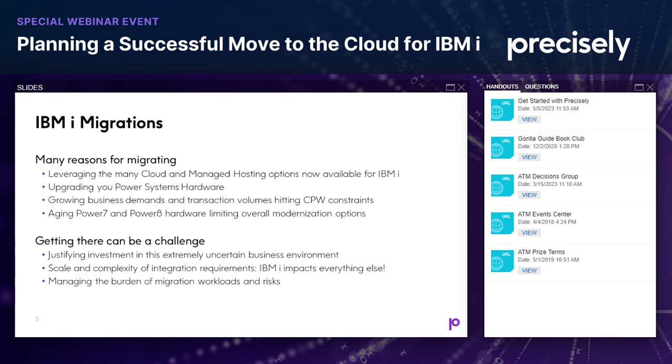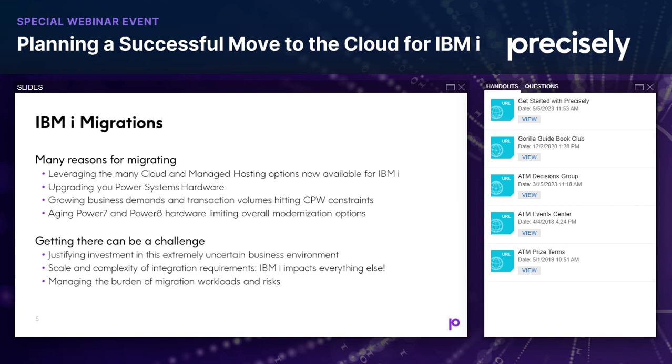A lot of people we're starting to see are taking advantage of cloud and also the managed hosting options that have become available for IBM i. And there's a selection of public and private clouds that are out there that can be used. A lot of times people cross this barrier from all on-prem to either a hybrid environment, where some is on-prem and some in the cloud, as they're upgrading their Power Systems hardware.